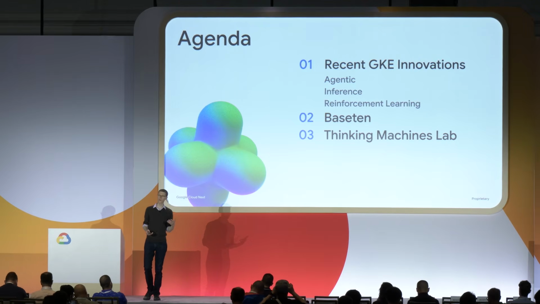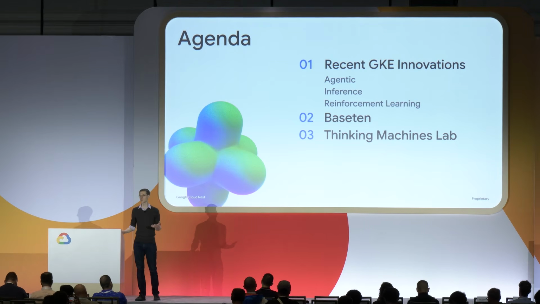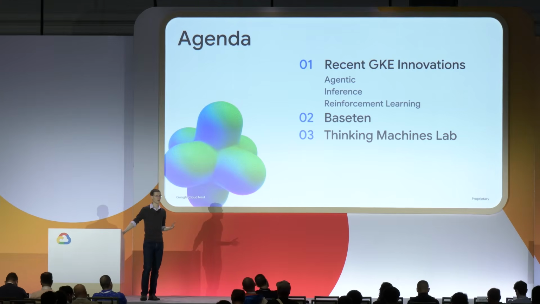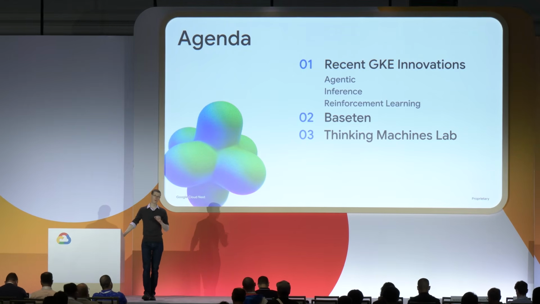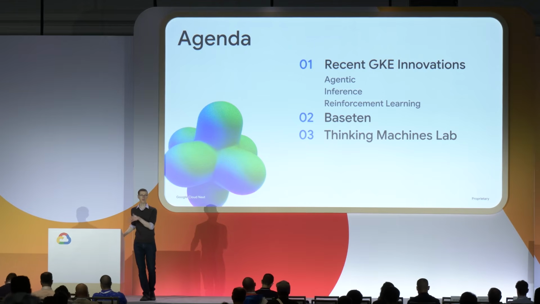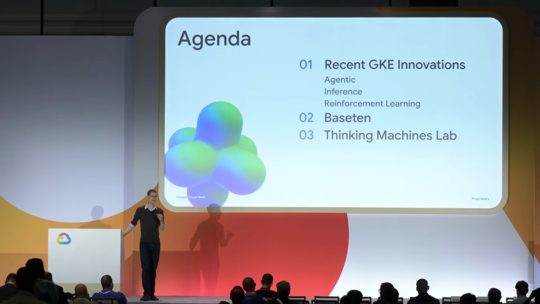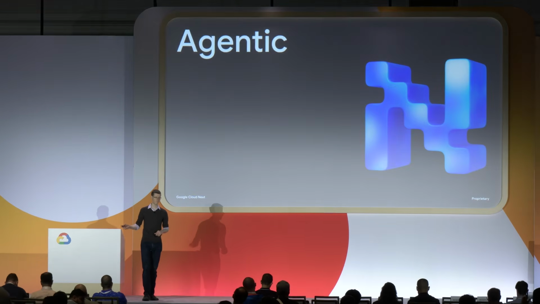So I'll spend some time talking first about a number of the innovations we've made to better support running agentic workloads on top of GKE. I'll then spend some time talking about inference workloads and a bunch of innovations and improvements that we've made to help you more cost-efficiently run inference workloads on GKE. I'll very briefly touch on reinforcement learning. Colin will then talk about Baseten, how they use GKE, and then Myle will speak on Thinking Machines Lab and their usage of GKE. So first, agentic.